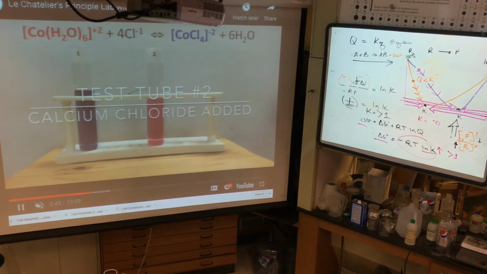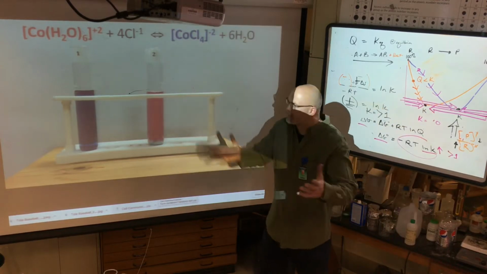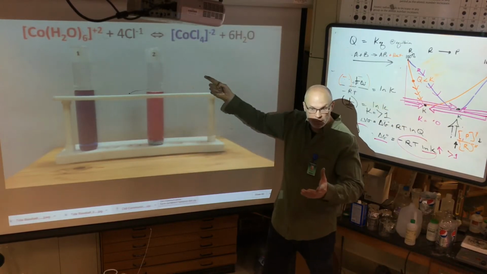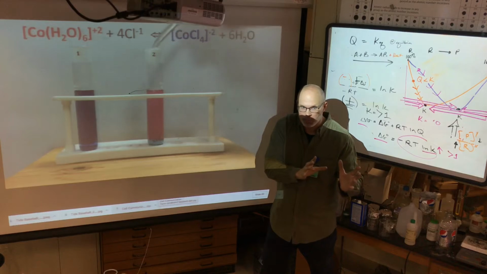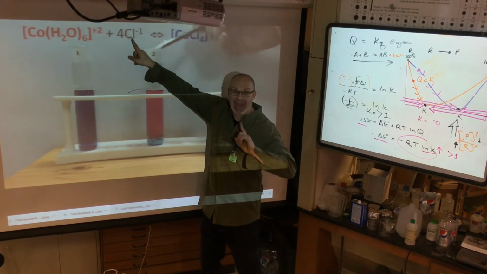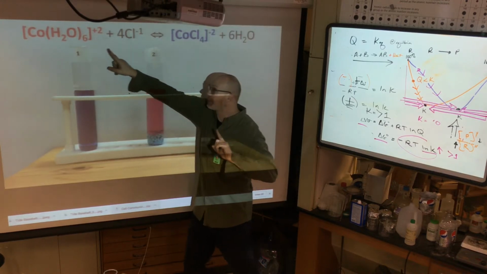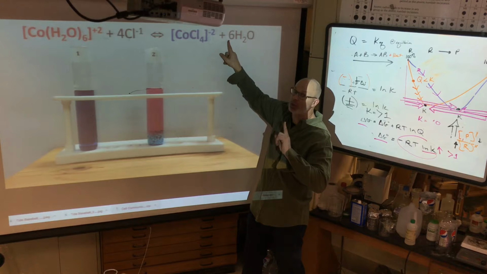Test 2. I'm adding calcium chloride. Calcium's not in here, correct? So therefore calcium's not in the Q. But what is calcium chloride delivering? Ah, so it's called a common ion effect. By adding calcium chloride, calcium has no effect. You need to know that.